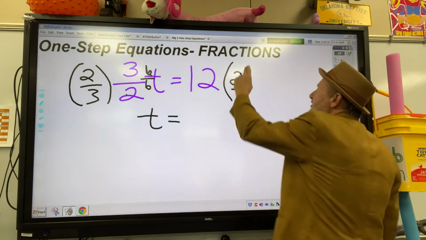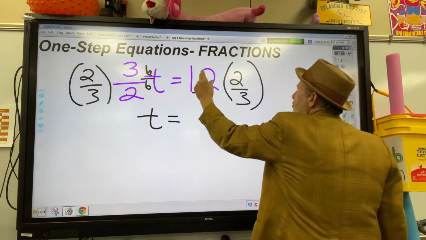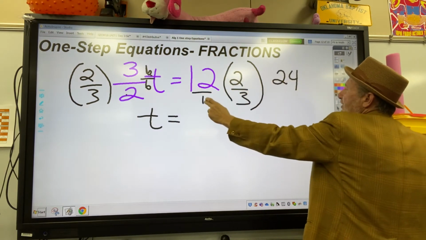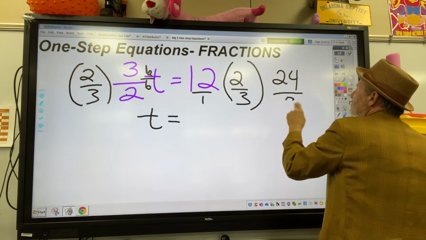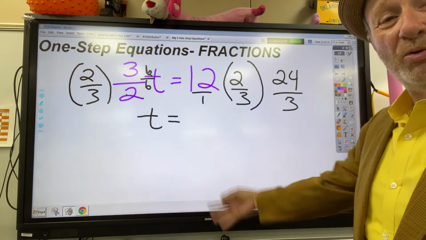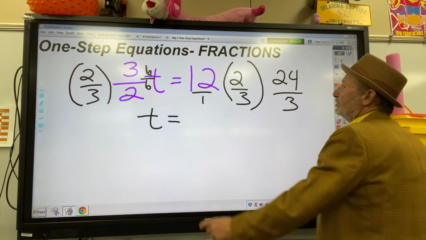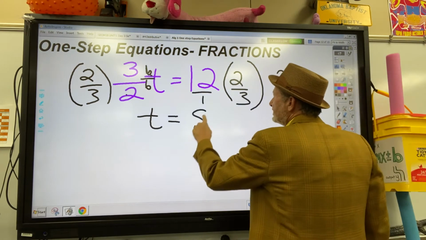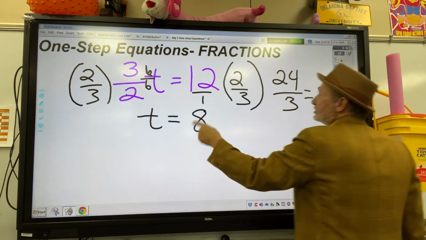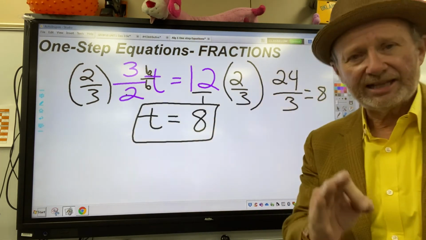Now when I do this, I'm going to put a little 1 under the 12. And I get 12 times 2 is 24, and 1 times 3 is 3. So the fraction is 24/3, but 3 will go into 24 equally. How many times does 3 go into 24? It goes in 8 times. 24 divided by 3 is 8. So t equals 8.